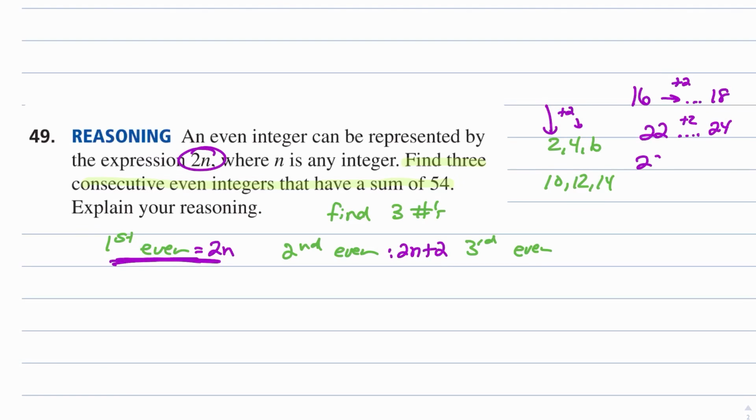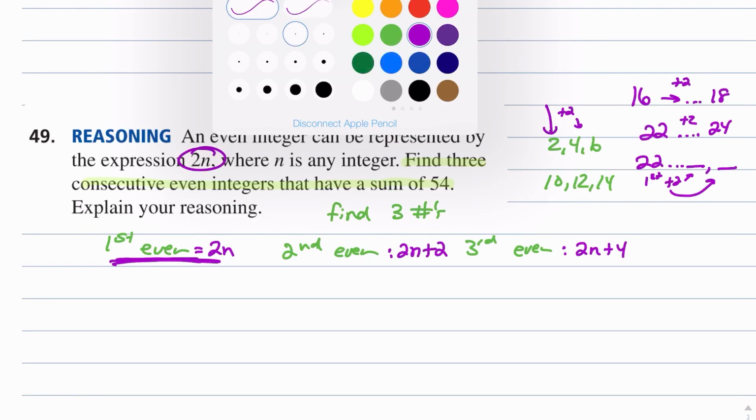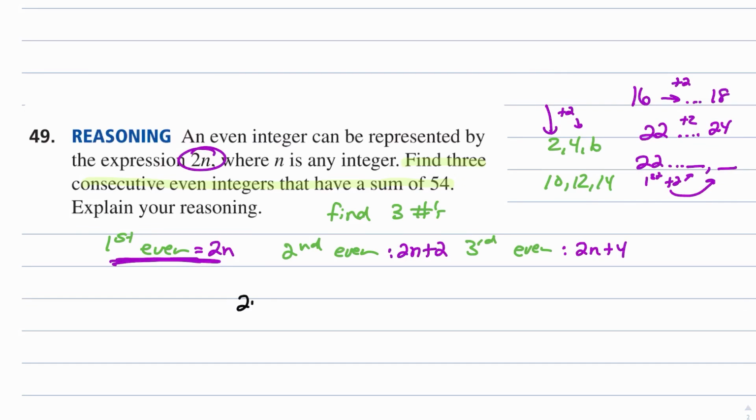Now, if I told you my first number was 22, what's the third number in my list? So the first number is 22. We know that we would add 2 to get to the second number. What would we add to get to the third number? We would take the first number and we would add 4. So we said if we add up all those numbers, the first one plus the second one plus the third one, we should get 54.